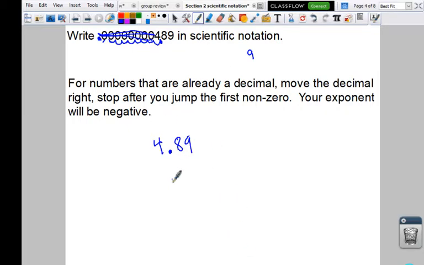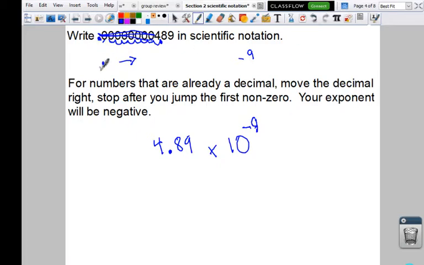Okay? And just like last time, I'm going to go times 10, and I'm going to put on 9, just like last time. But I have one last thing. I moved my decimal over here to the right, didn't I? That means whenever I move my decimal to the right, that exponent, this 9 I put on, is not going to be a 9, it's going to be a negative 9. Oh, because it's going the other way? Yep, because it's going the other way.